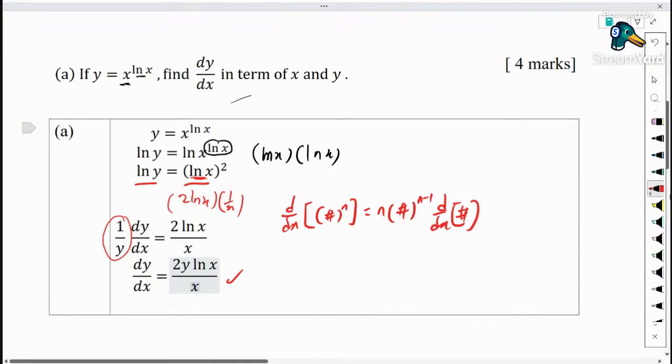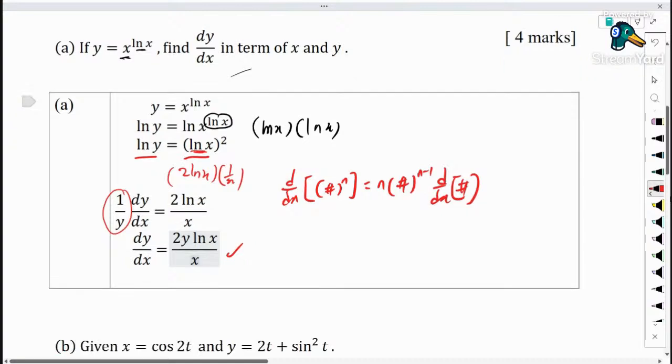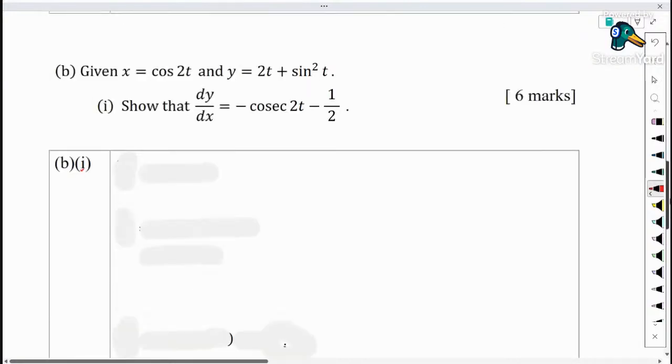So this is the answer we have in terms of x and also y. Proceed further. Part B, for these parametric equations, again I want to recall the idea: what is sine square t is actually sine t squared, and you need to use the power rules to solve the question. The question asks you to find dy/dx and show that dy/dx gets this answer.